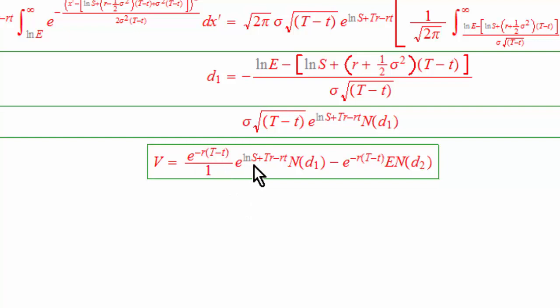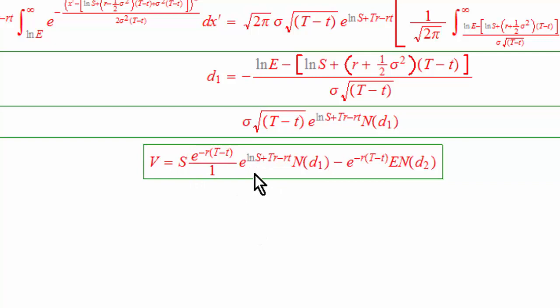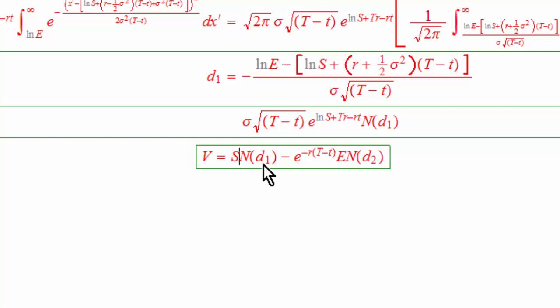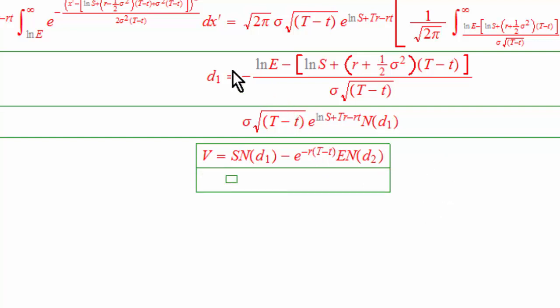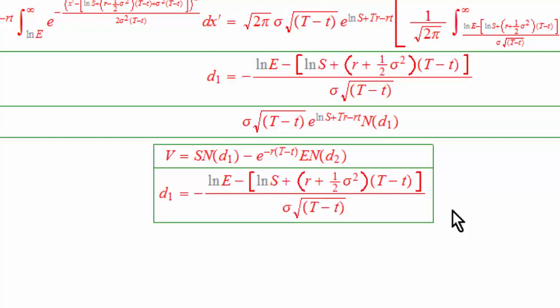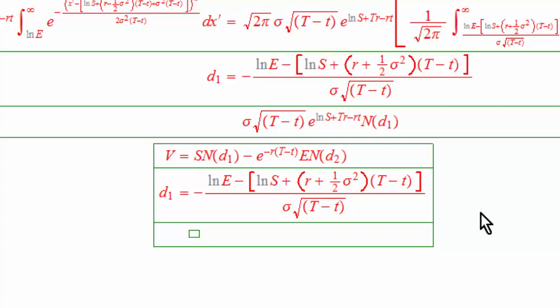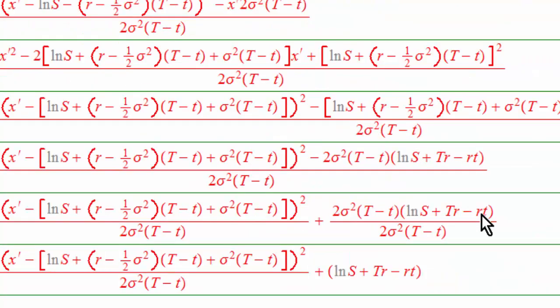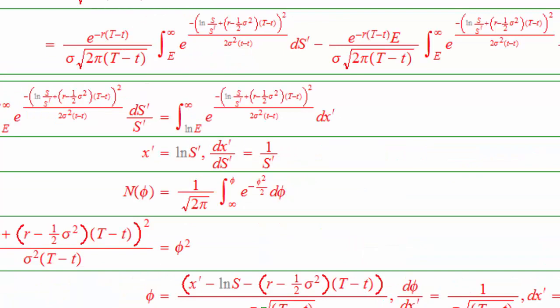We can also do some more cleaning up. E to the ln s is just s, and now I've got e to the positive r times t minus t, e to the negative r. All of this disappears. That's our formula for the call. Oh, we just got to go and collect what the d1s are. Where d1 is equal to that expression, and d2 is equal to, we'll find what we made d2.